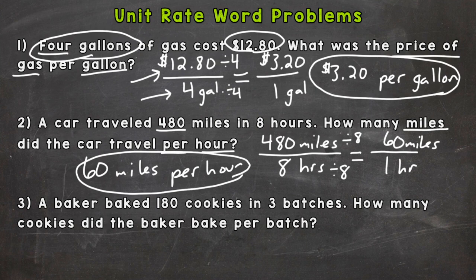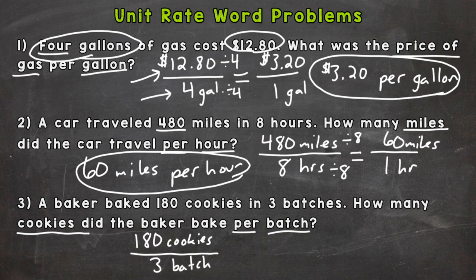Number 3, a baker baked 180 cookies in 3 batches. How many cookies did the baker bake per batch? So fractional ratio first, let's check the order, and it says, how many cookies did the baker bake per batch? So cookies comes first, so that will be on top, 180 cookies. And we want per batch, and there were 3 total batches. So there is our fractional ratio.